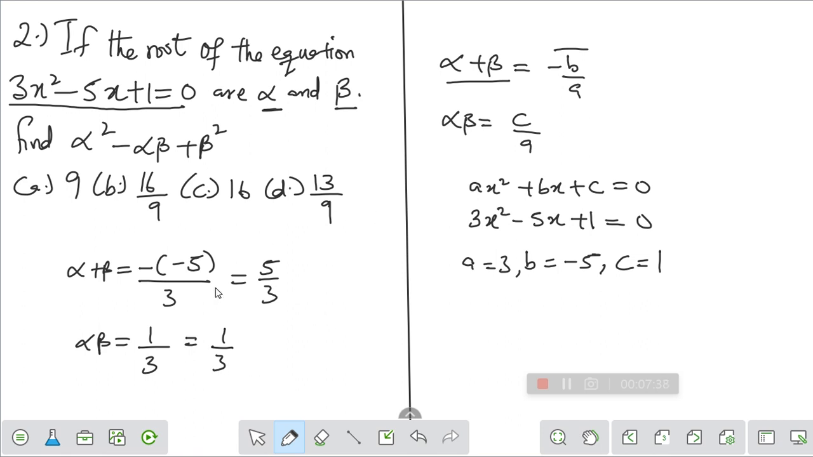If you are doing CBT, you'll be faster than this. So they now said we have alpha squared plus beta squared. I hope you understand. What you are going to do here is bring this alpha squared plus beta squared together, that is, you take this one to this side and this one to this side. Because of that, we now have alpha squared plus beta squared minus alpha beta.